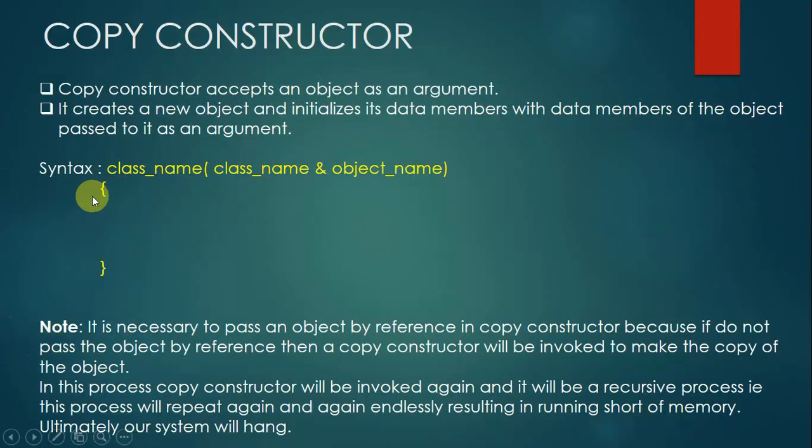So let us see how we can create a copy constructor. You first have to give the class name, and as an argument, you have to give the class name and the object name, and please don't forget this ampersand sign. This is very important. It means that I am sending this object by reference. Now, why is it important?